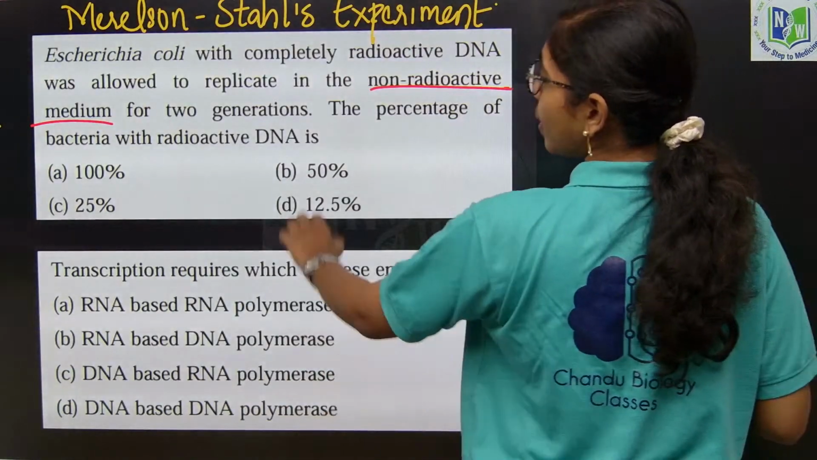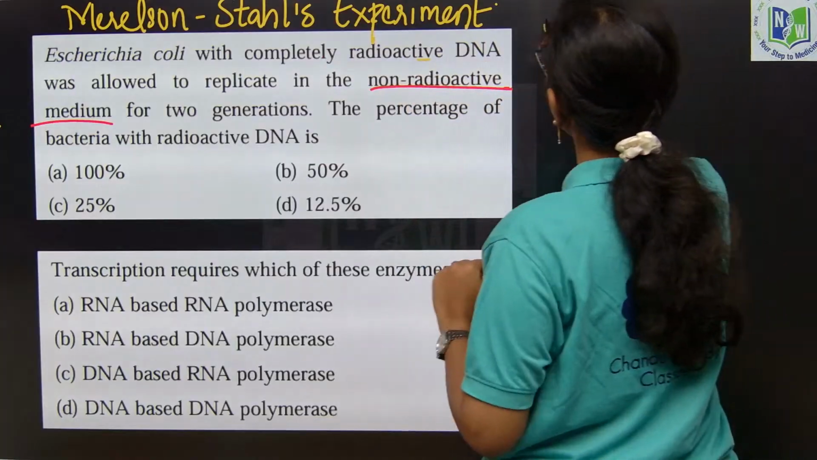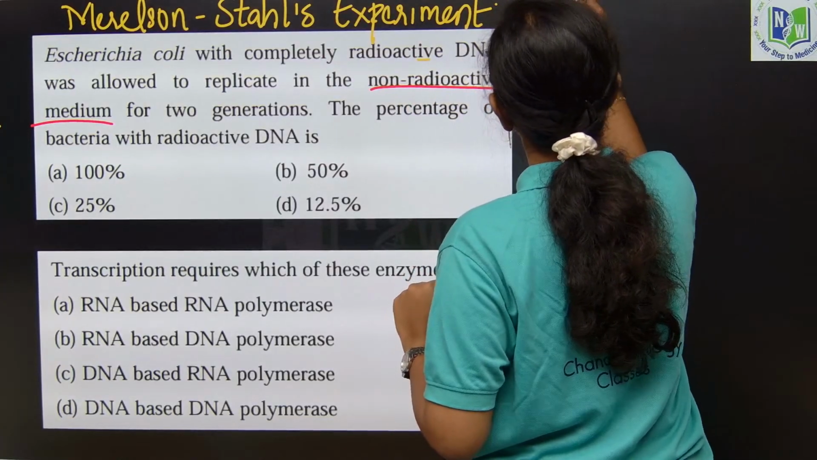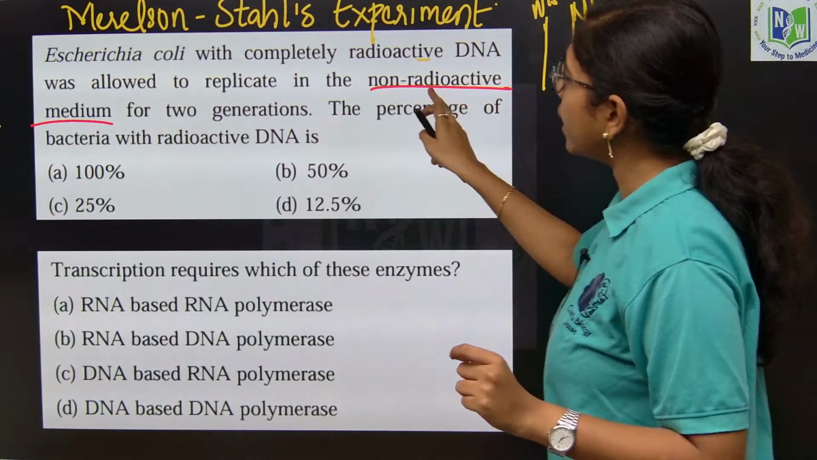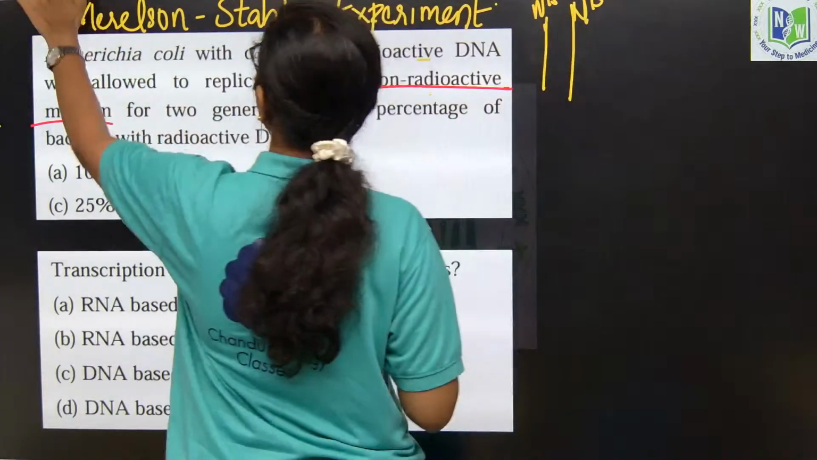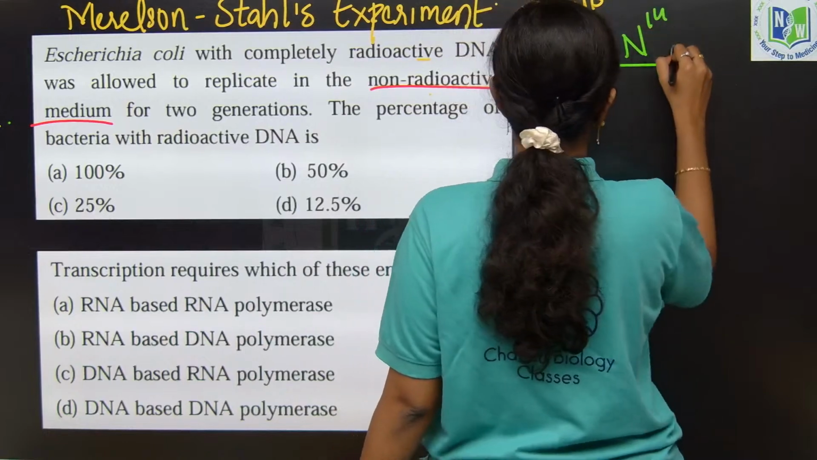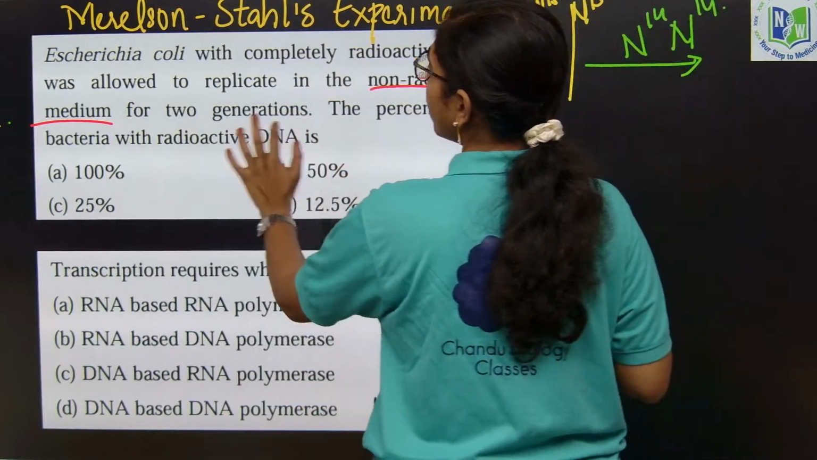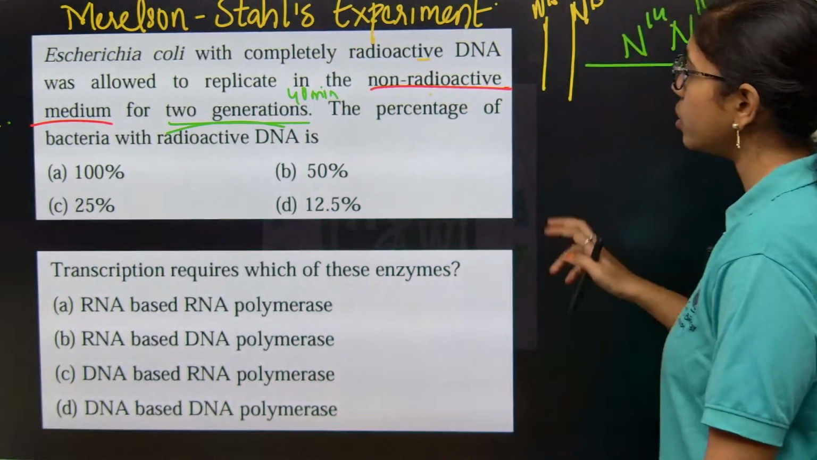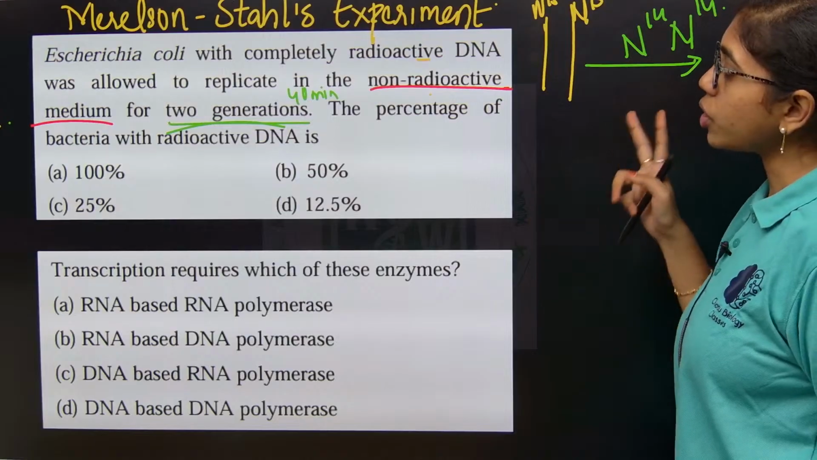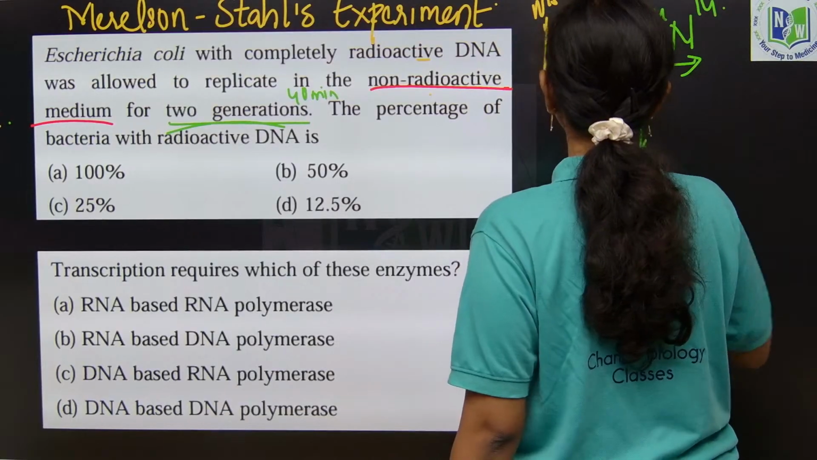So here in the question, E. coli with complete radioactive DNA. Radioactive DNA means both strands are N15. It was allowed to replicate in non-radioactive medium, which is N14 medium, for 2 generations. Two generations means 40 minutes. The percentage of bacteria with radioactive DNA is... What is the percentage of bacteria after 2 generations?